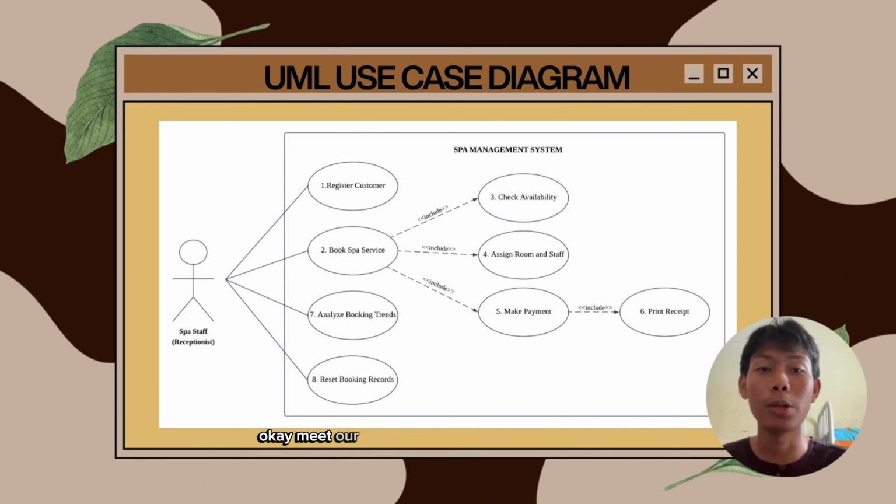Okay, meet our spa receptionist. They handle everything in our spa management system, starting with registering new customers. When booking a spa service, the system automatically triggers three essential steps. It checks availability, assigns rooms and staff, and processes the payment. Once payment is good to go, it automatically prints out a receipt. Finally, staff can analyze monthly booking trend or reset records. Boom, a complete streamlined spa workflow.